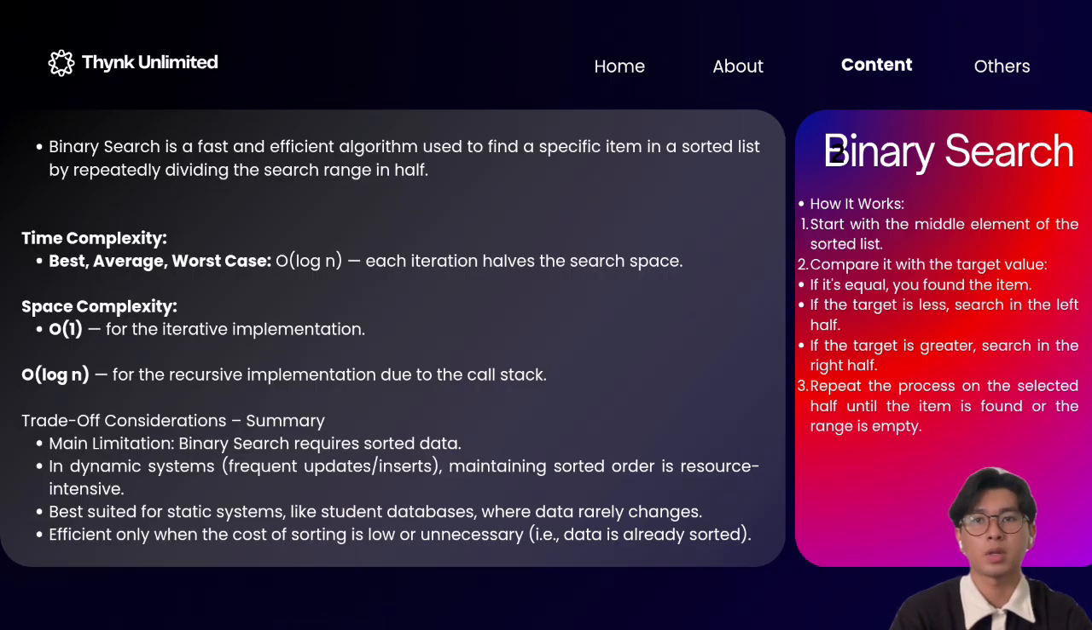So, the trade-off in binary search: the major limitation of binary search is that the data must be kept in sorted order. In systems where frequent updates or insertions occur, maintaining this order becomes costly.